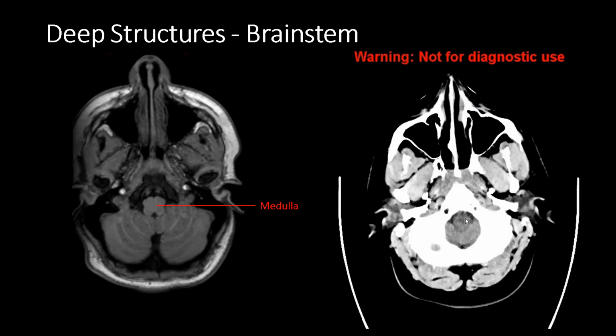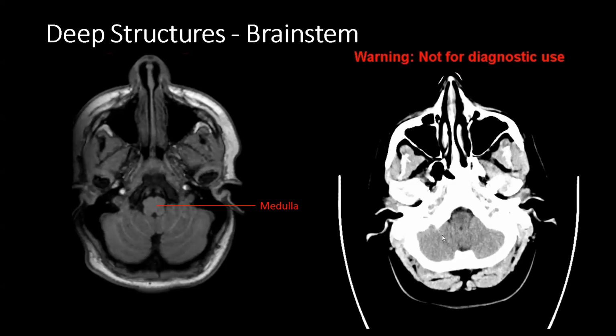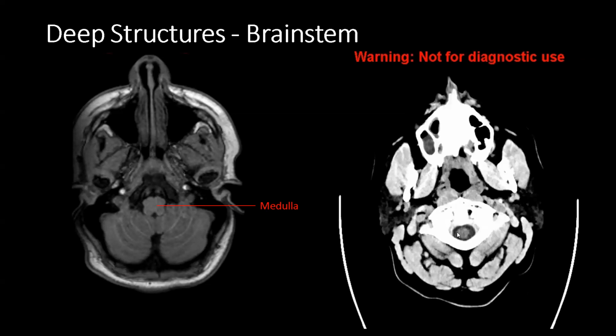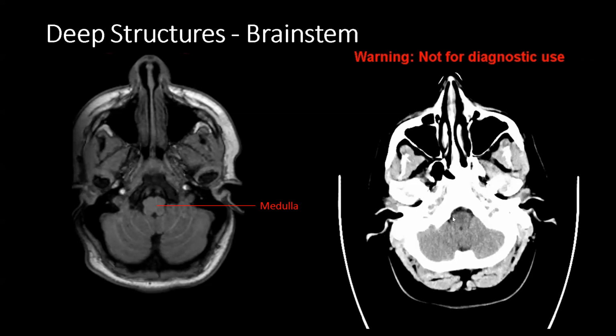Again, this is inferior to the pons and really just housed by the inferior aspect of the cerebellar hemispheres on either side. As you scroll more inferiorly, you'll see it thins out and becomes this rounder structure, and that's the superior aspect of your cervical spinal cord. You can see it's a little bit less dilated and prominent than the medulla.